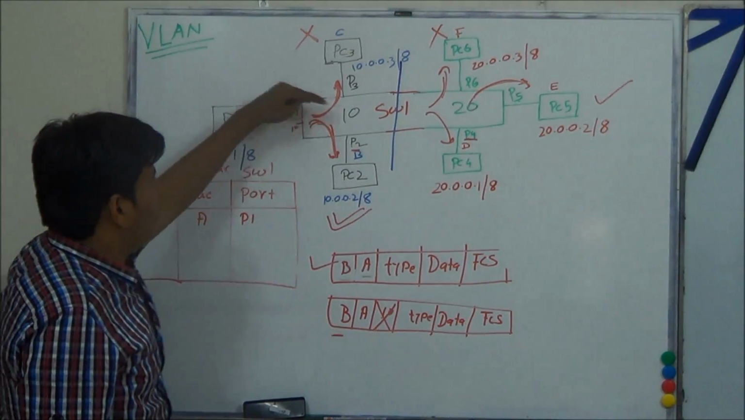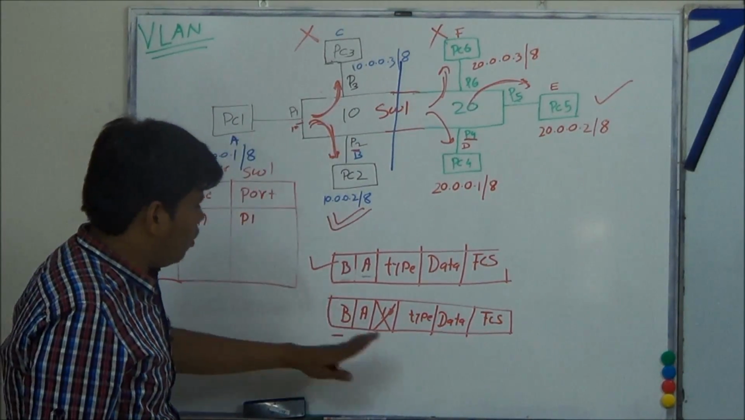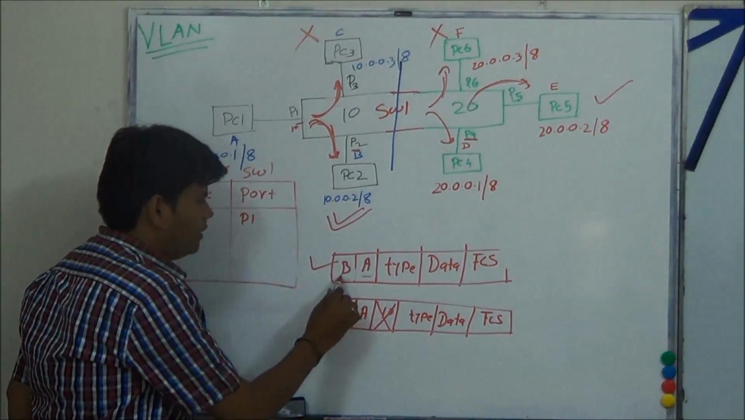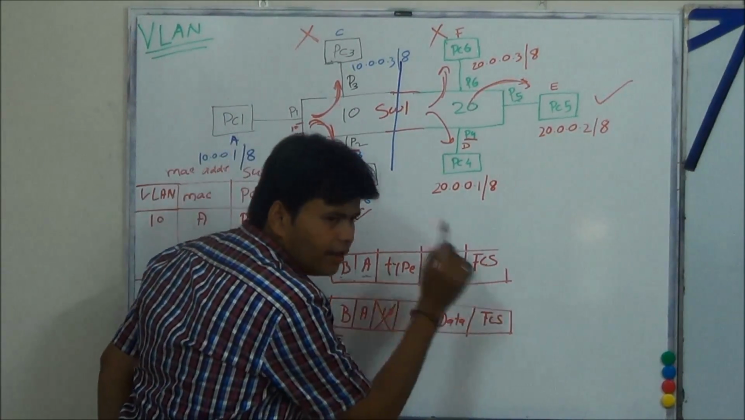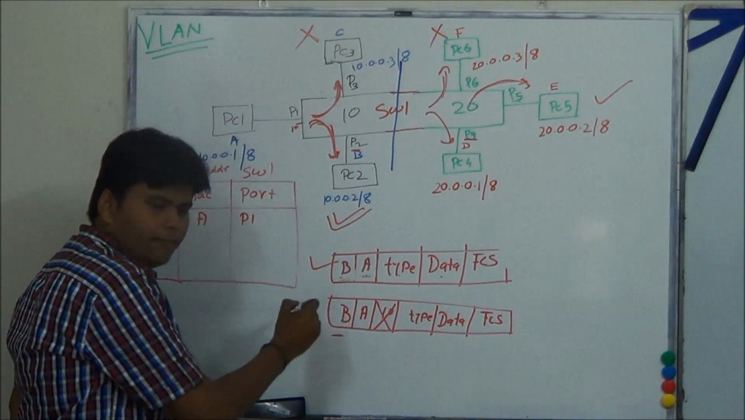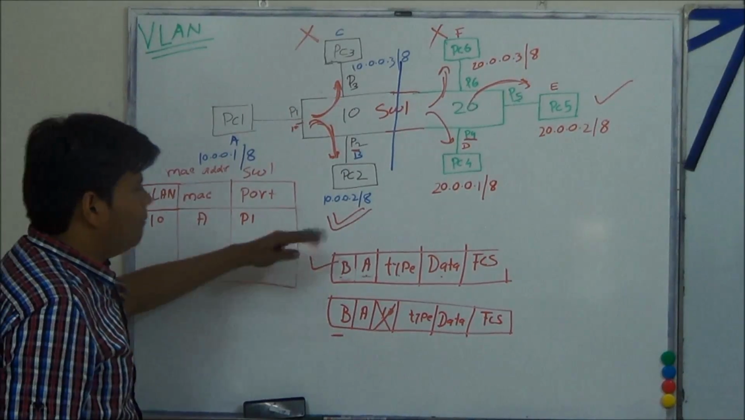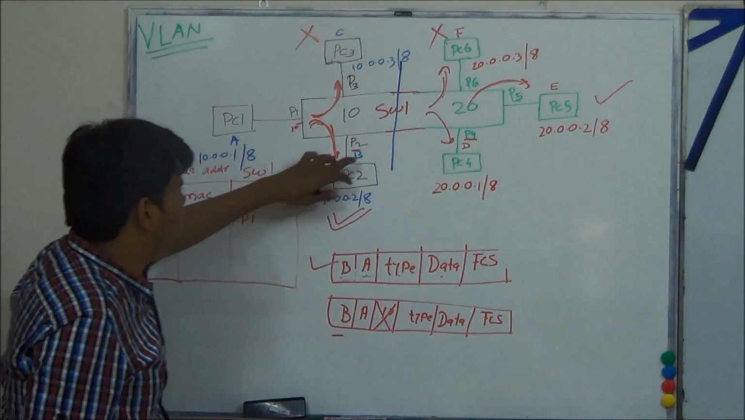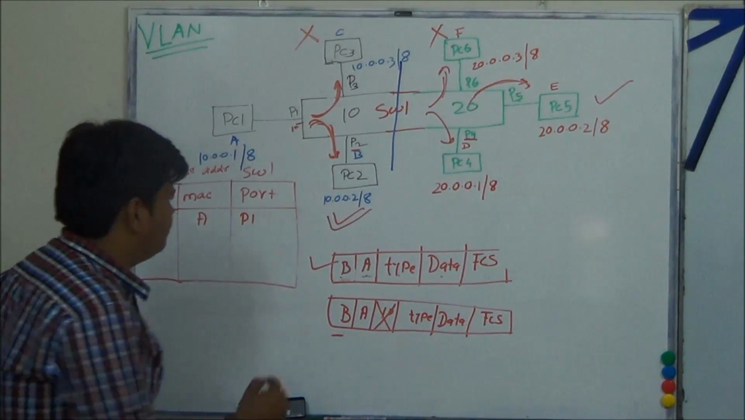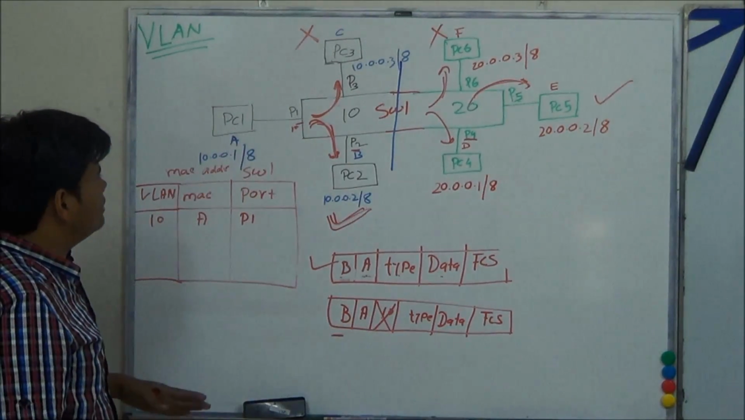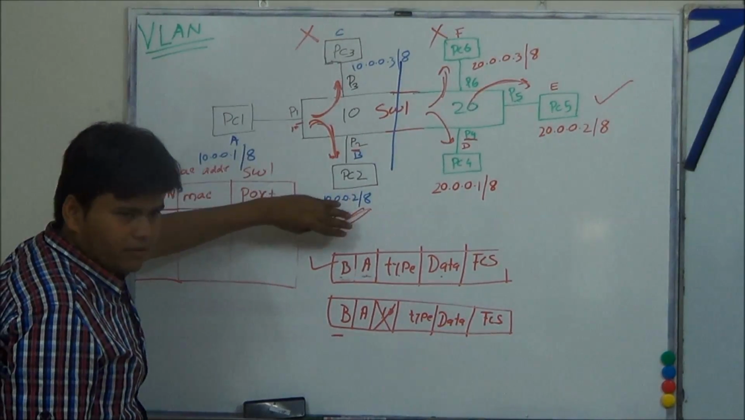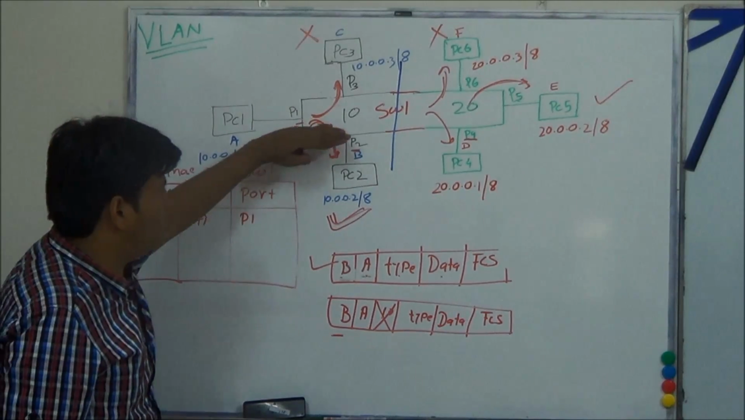Similarly, when the frame is sent out through port P2, it also removes the VLAN tag. Now PC2 takes this frame with destination MAC, source MAC, type, data and FCS. PC2 checks the destination MAC address of the frame, which is B, and compares it with its own MAC address, which is B. So here it matches, and it will accept that frame. This is the scenario where PC1 communicates with PC2 within a single VLAN, which is called VLAN 10.